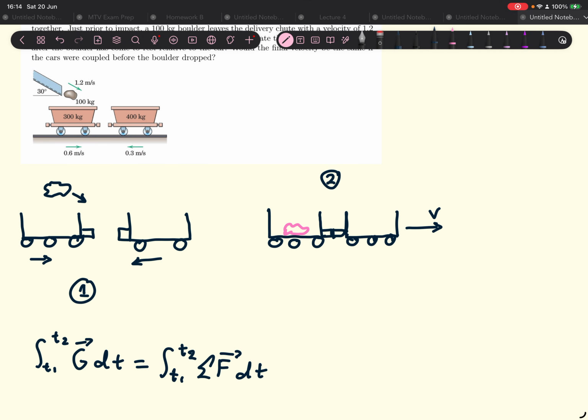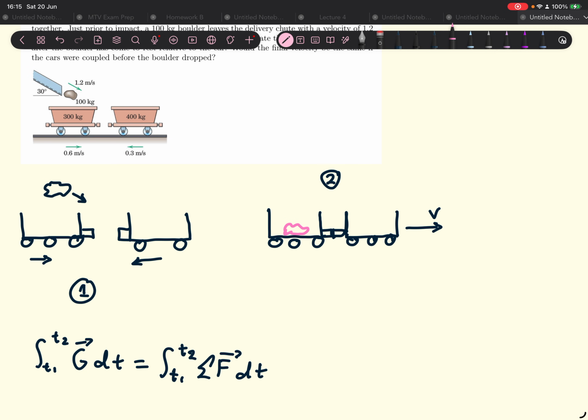Okay, so in this case, there aren't any forces in the x direction, but there are forces in the y direction, right? So there's gravity acting on this object over here, pulling it down, and then there's gravity pulling this down, and then there's also a normal force pushing that up, right? And same for the other cart. So we don't want to take the sum of forces in the y, because we're going to have to account for this gravitational force over here, right?